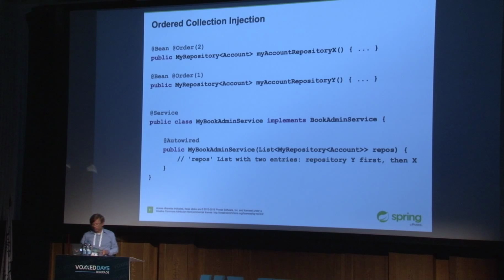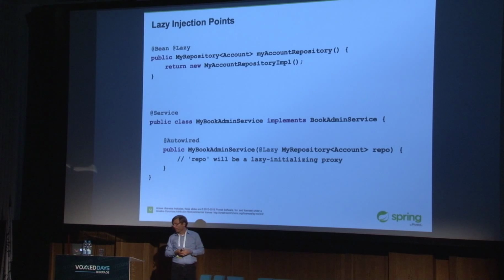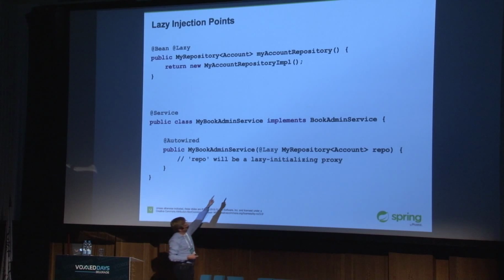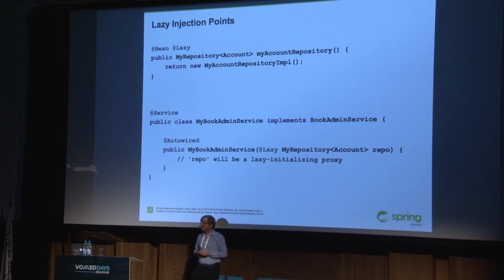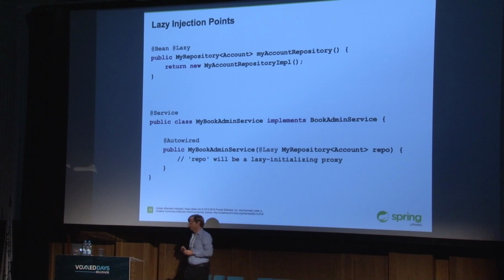All right, so much for a little bit of the discussion here. Some variations of signatures. Again, a my repository of account, just like before, but this time the parameter is annotated with @lazy. Now, what's this @lazy business? @lazy can be used at the declaration point, like above, and it can also be used at the injection point below, at both ends, and it has somewhat related semantics.